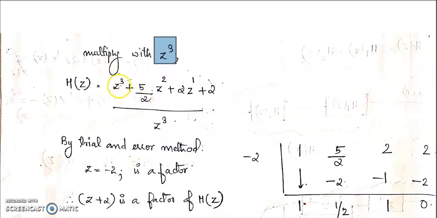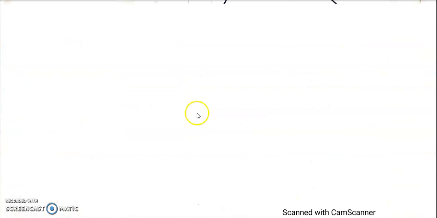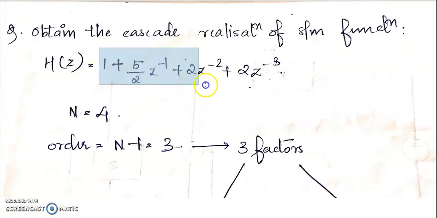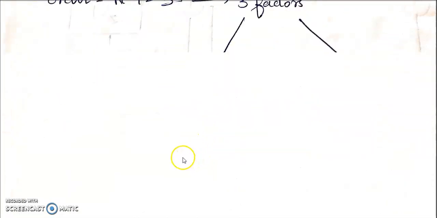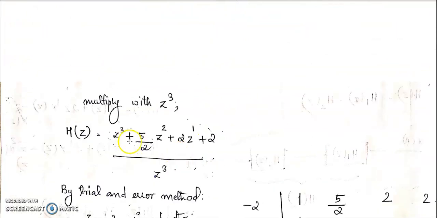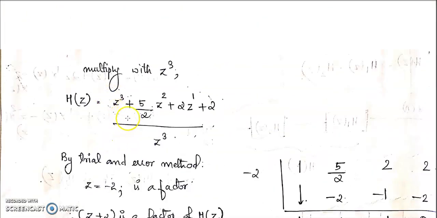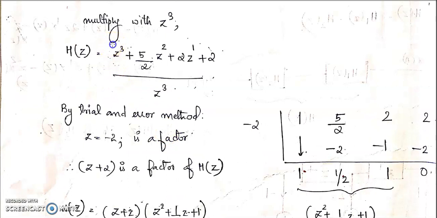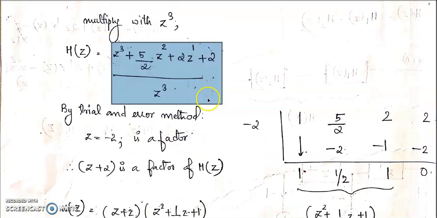So this term becomes this one. This expression becomes like this one. We multiply and divide by z cube, so there is no change in the expression. We multiply and divide, okay, so we get the expression like this one.